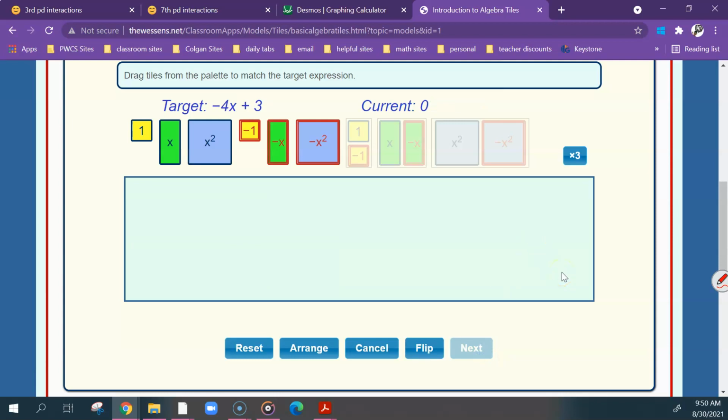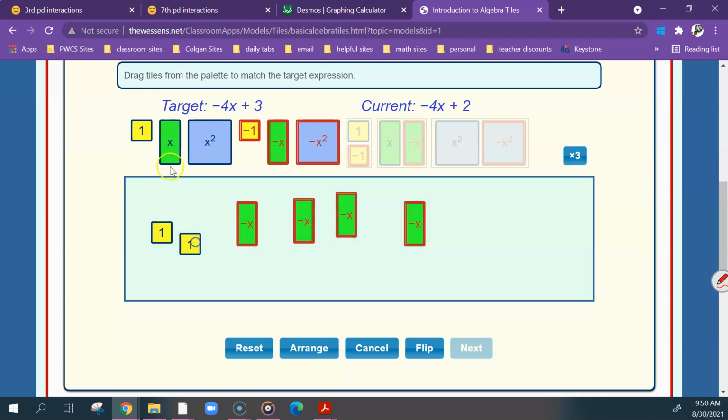What about negative 4x plus 3? Just give me one part. 4 negative x's. Now, would they be positive or negative? Negative. They'd be negative. And then positive 3? 3 ones. 3 of just the positive ones.